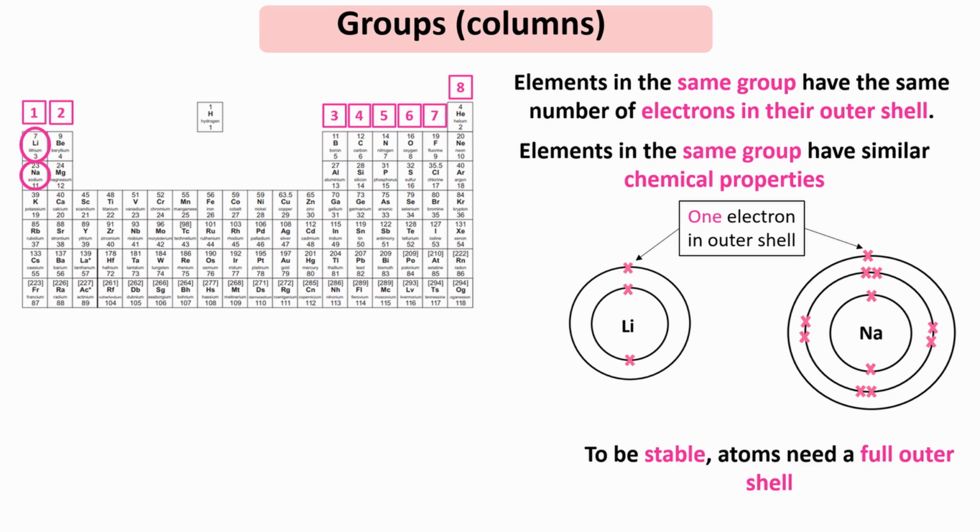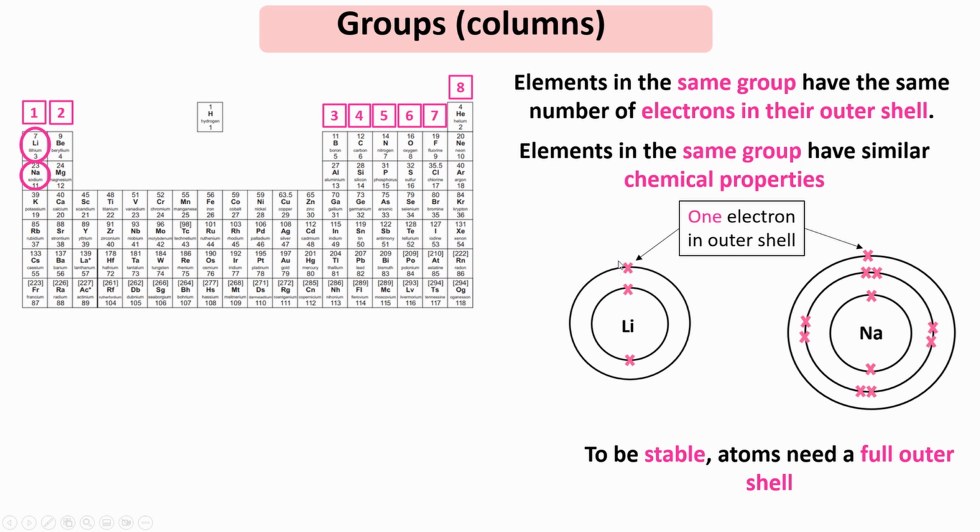Another thing to be aware of is that all atoms want to be stable, and to be stable, atoms need a full outer shell. As you can see here, lithium and sodium and most other elements in the periodic table do not have a full outer shell. So what they do is they either gain electrons or lose electrons to get a full outer shell, and this affects how they react.